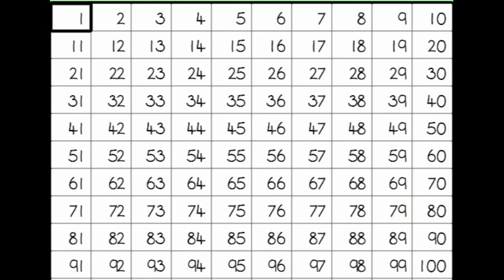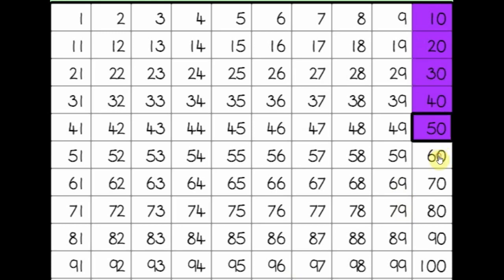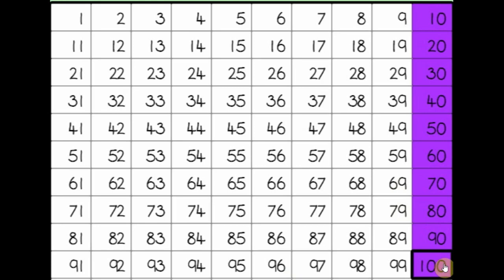Counting in tens. Ready? 10, 20, 30, 40, 50. You carry on. And back down again. We count it backwards. 100, 90, 80, 70, 60, 50, 40, 30, 20, 10, and then 0.